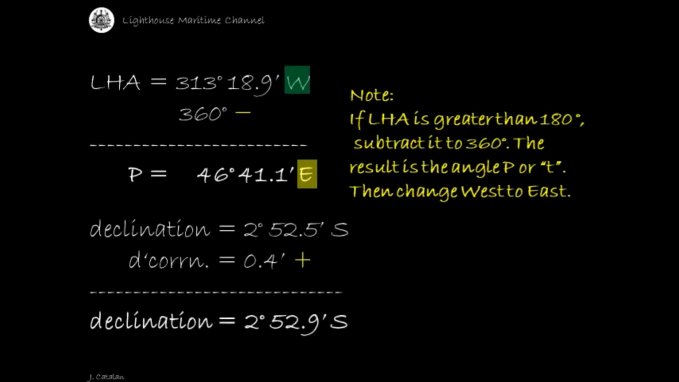Declination, which is equal to 2 degrees 52.5 minutes south. Added by the d correction, which is equal to 0.4 minutes. The result is the declination, which is equal to 2 degrees 52.9 minutes south.